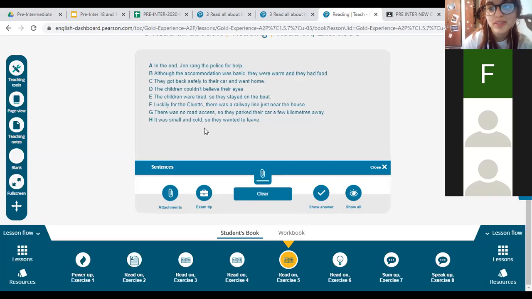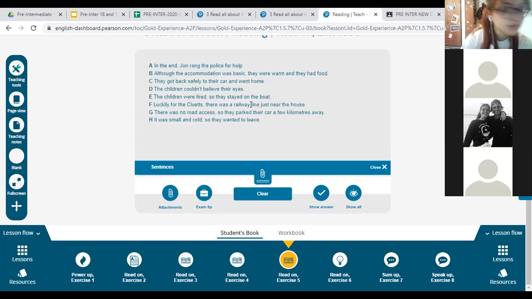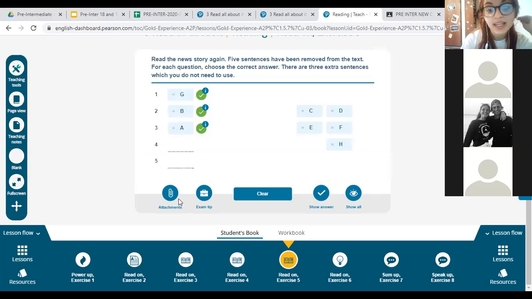You already named this one. D. No, we already used it. B is already used. The children couldn't believe their eyes. E: the children were tired, so they stayed on the boat. But there was no boat. The boat was gone. The one that was just used. Yes. Luckily for the Cluets, there was a railway line.